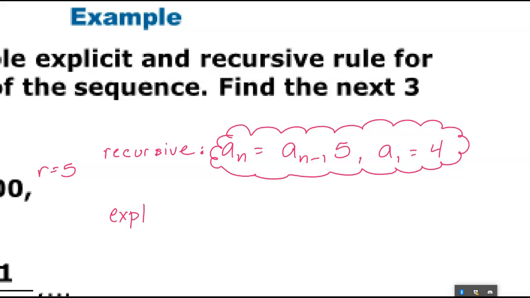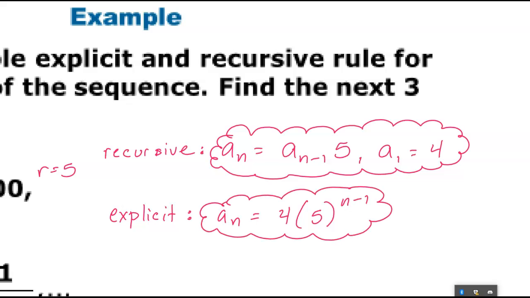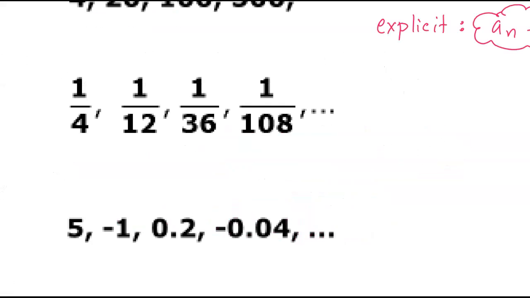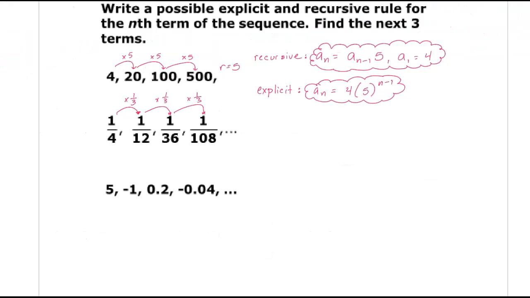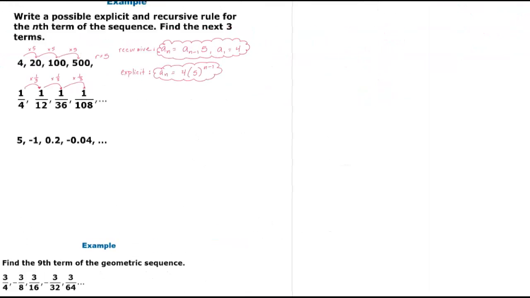Now explicit. All I need to do is take a sub n, set it equal to a sub 1, which we just learned was 4, times the common ratio raised to n minus 1. And I'm done. I do just want to ask you, what is the common ratio on the next one? 1/3. Good. We always are multiplying to get our common ratio. Any questions on geometric?